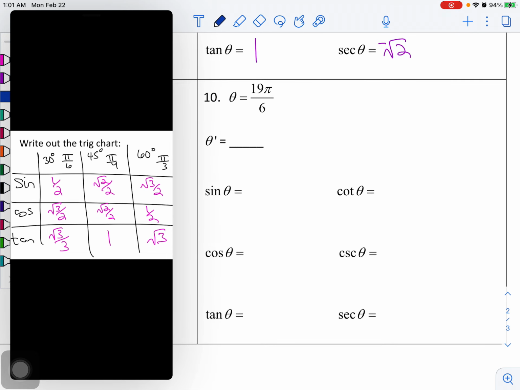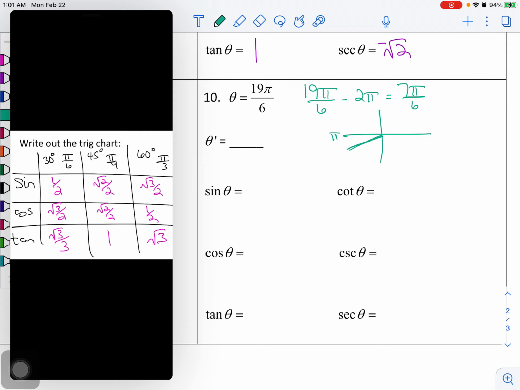We've got one more to get through, which is number 10 here. Let's see what we've got here. All right, 19 pi over 6. So let's start with, I don't know why I just wrote 16. Let's try that again. All right, 19 pi over 6. Let's subtract 2 pi and see what we get. And again, I'm just doing that in a calculator and converting it to a fraction immediately. So this is 7 pi over 6.